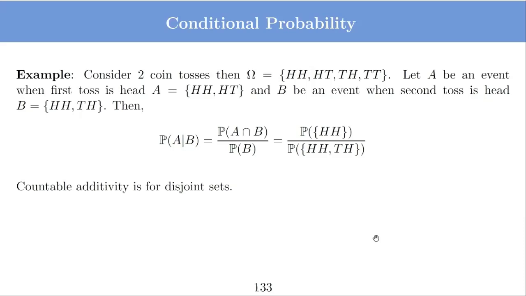So this can also be shown in this way. We can say probability of A given B is equal to probability of A intersection B divided by probability of B, and A intersection B is nothing but just HH, and B is HH comma TH. So this will be equal to probability of HH divided by probability of HH comma TH. If they are fair coins and every event is equally likely, then this will be equal to 1 by 2. If they are not, then of course this will be different.